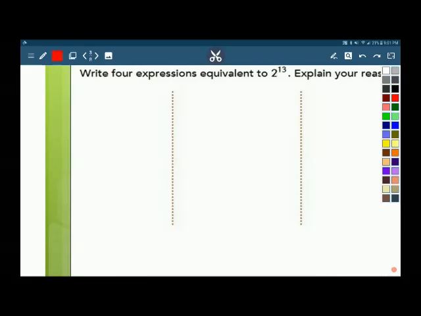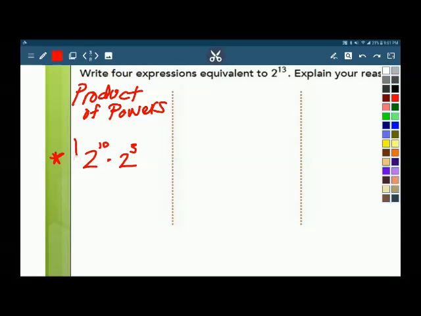Get a pen out. There we go. Okay, so product of powers. Now, the product of powers said that if you had 2 of the same base multiplying together, so here we have base 2, so we'd have 2 times 2, but we have to put exponents on those 2's. Now, when we multiply 2 of the same bases together, you're supposed to add the exponents. So I can actually come up with many equivalent expressions just by coming up with 2 numbers that add to 13, like 10 and 3. Because 2 to the 10th power times 2 to the 3rd power will equal 2 to the 13th power.